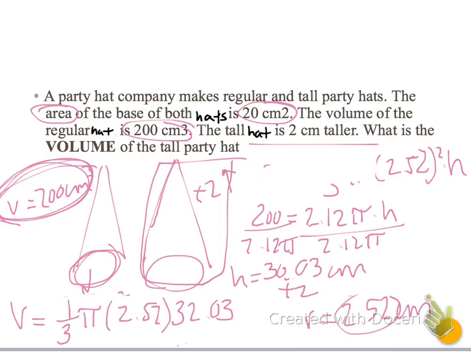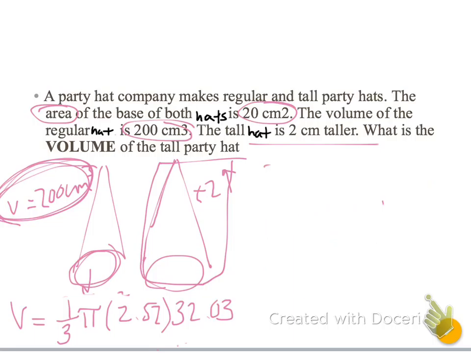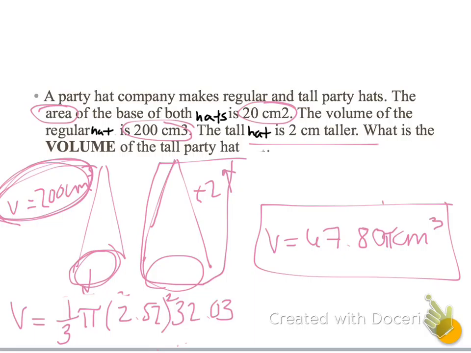Okay, I'm going to erase all this so I have some space. So I have 2.52, that should be squared, times 32.03 times 1/3. So my volume is going to be 67.80 centimeters cubed. Oops, there's a pi in there. So 67.80 pi centimeters cubed.